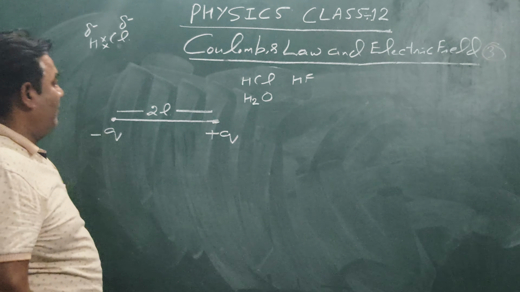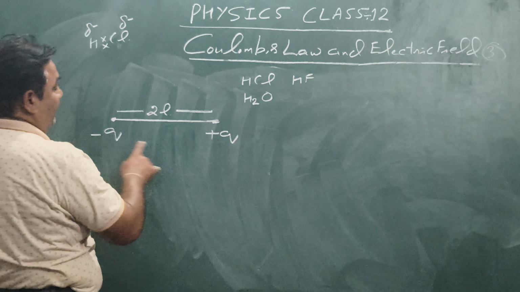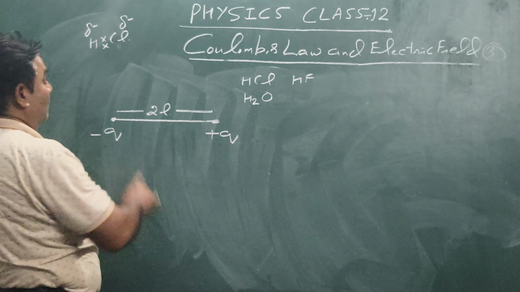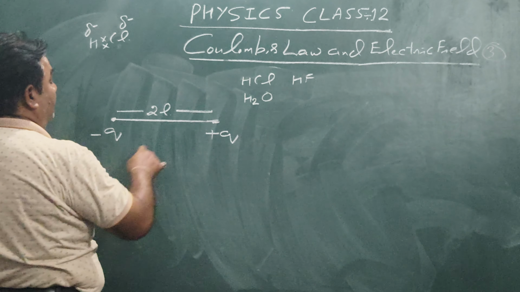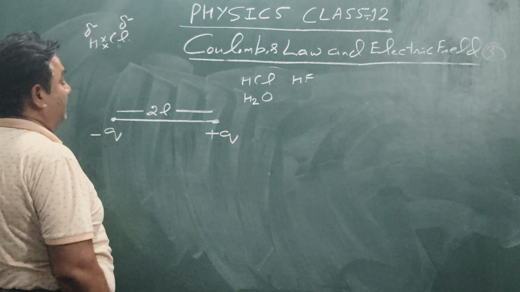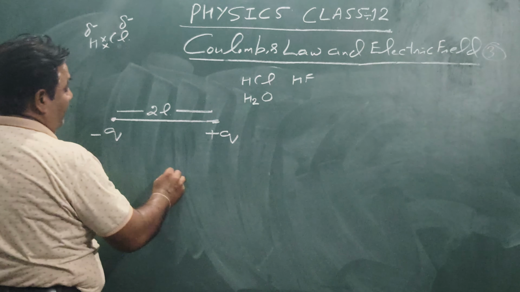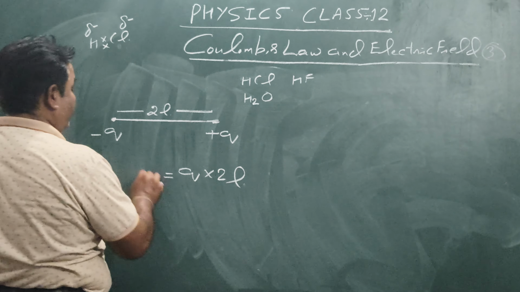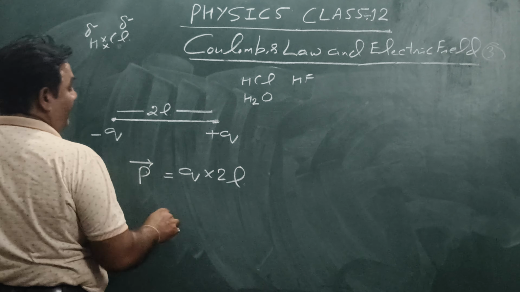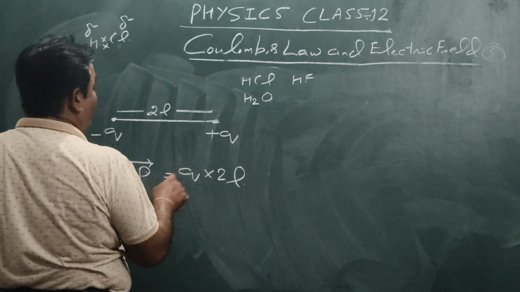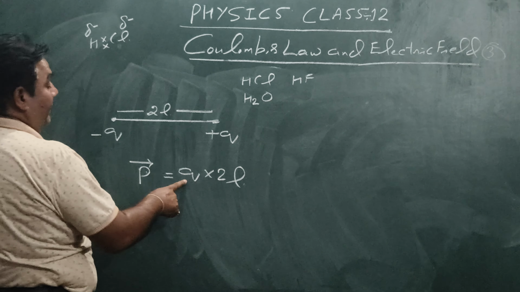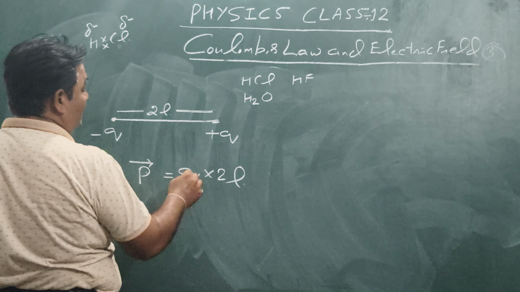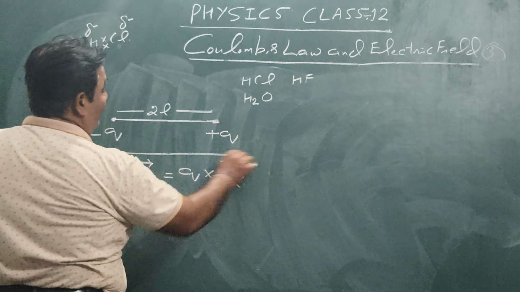And from the electric dipole comes the electric dipole moment. When two equal magnitude and opposite sign charges are placed a very small distance from each other, the product of the single charge and the distance between them is called the electric dipole moment. It is denoted by P. P is equal to Q into 2L. Without sign we take the magnitude of any one charge, and the distance between them is 2L. That is the electric dipole moment.